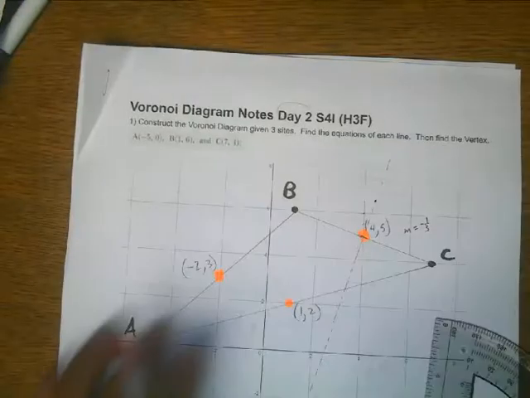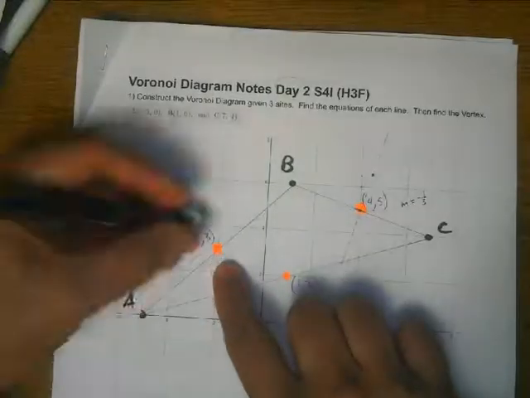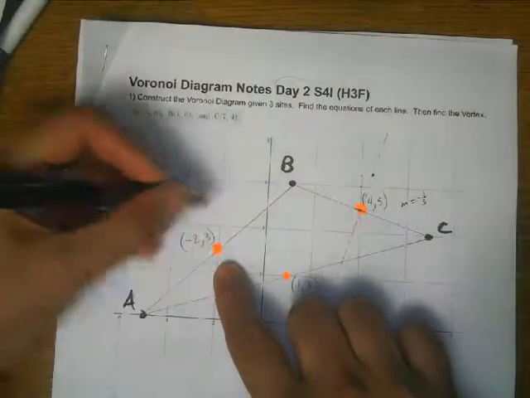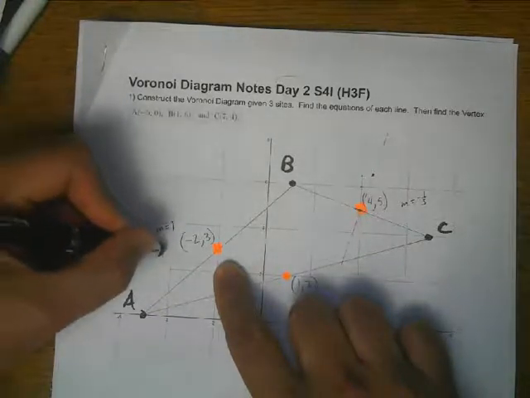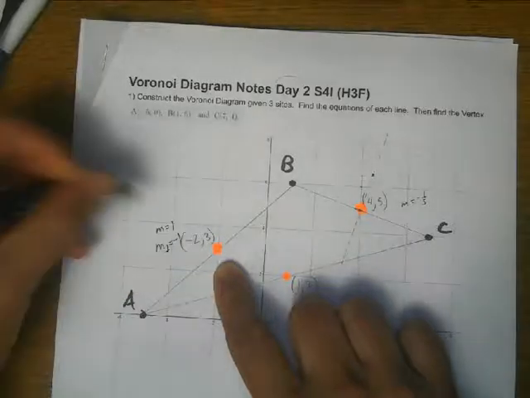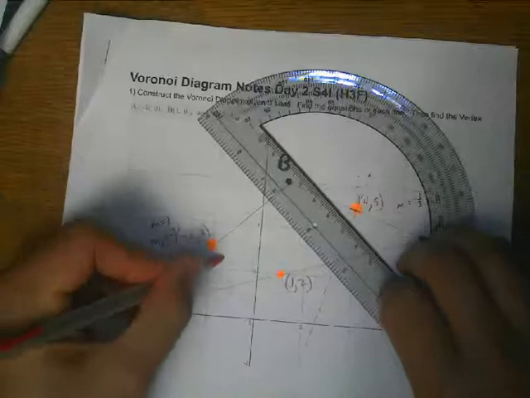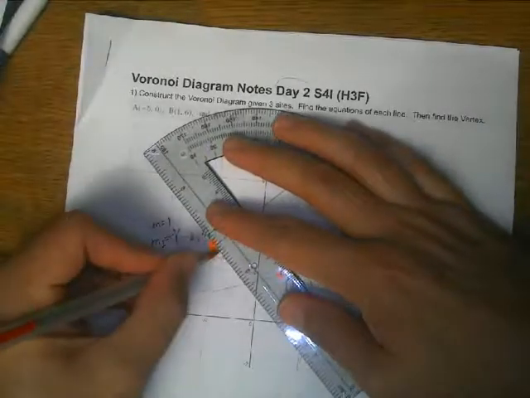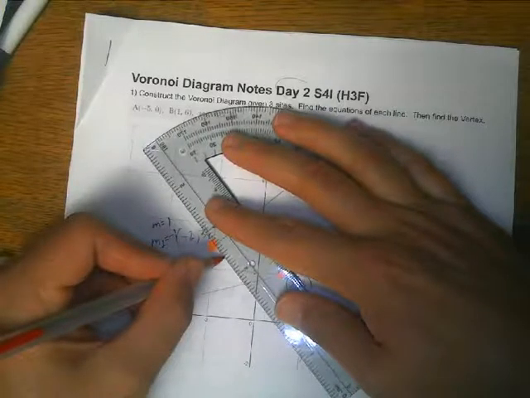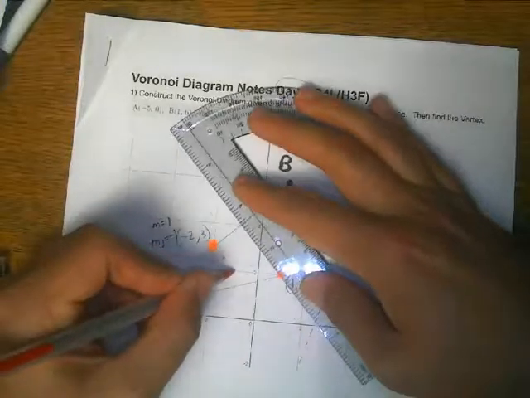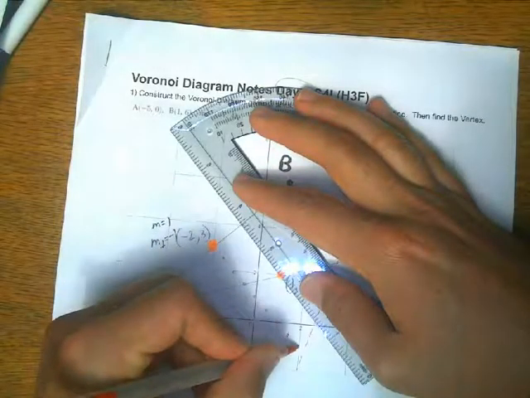Now this slope here goes up 1 over 1, so the slope is equal to 1, and the perpendicular slope is equal to -1. So I'm going to draw my perpendicular slope. Alrighty.